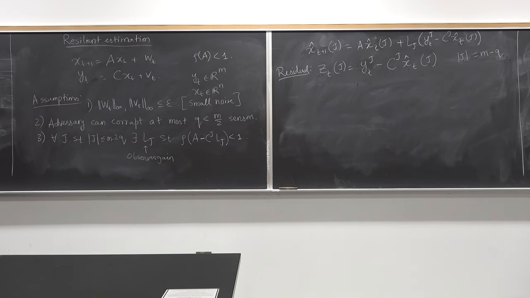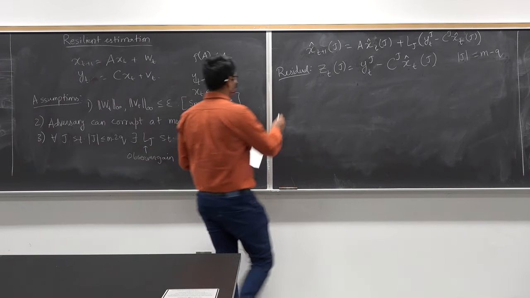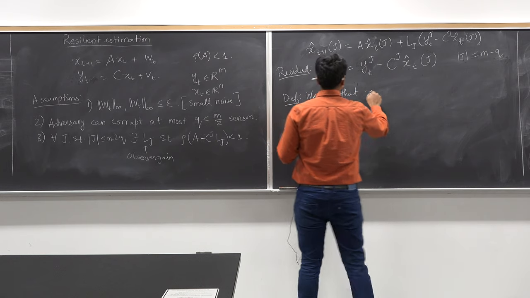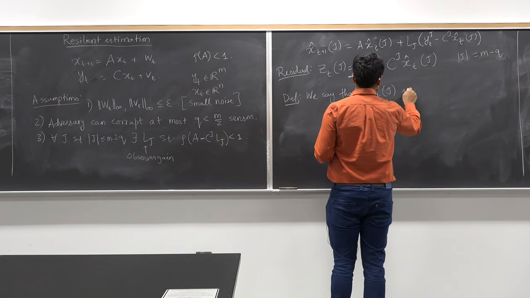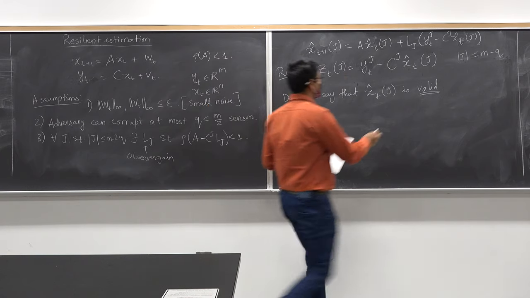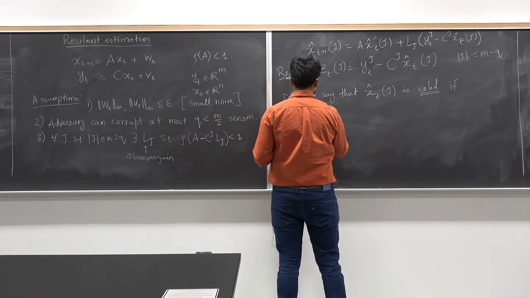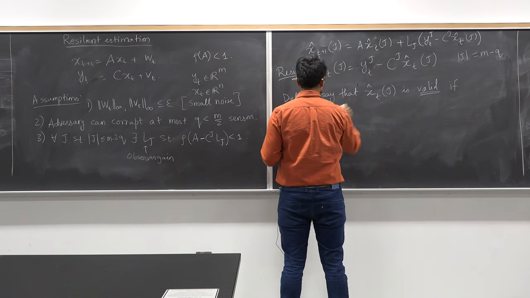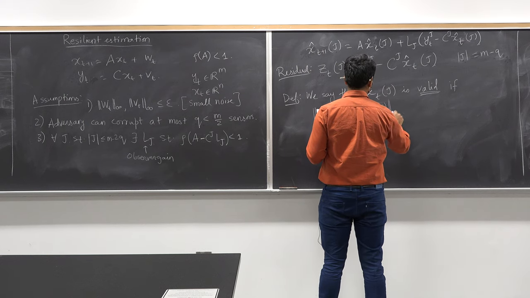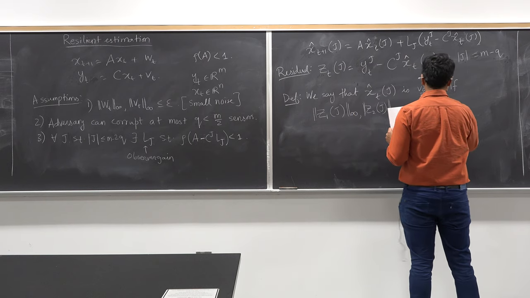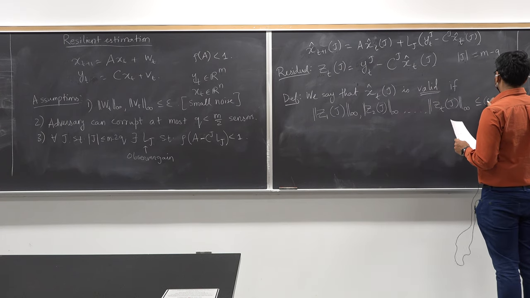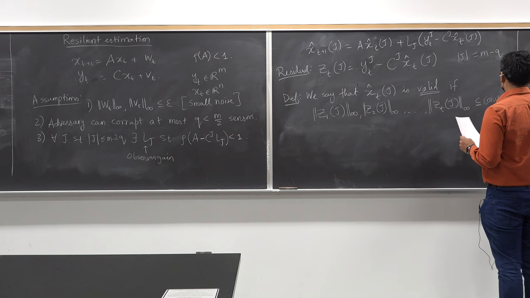And then I'm going to define something. We say that X hat T of J is valid. So an estimate is valid if Z1J infinity, Z2J infinity, ZTJ infinity is less than or equal to some constant which depends on J.